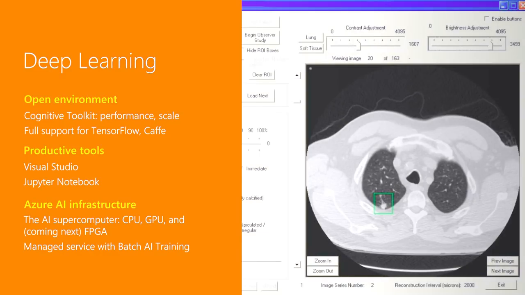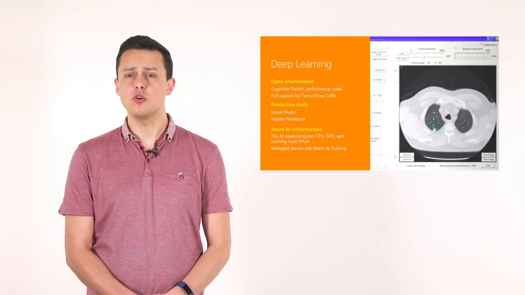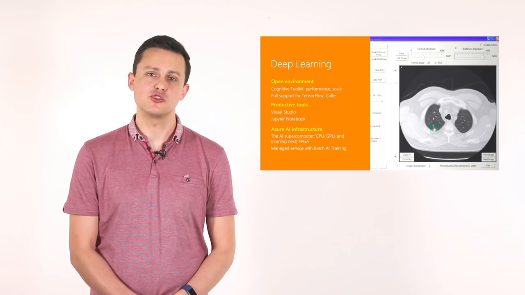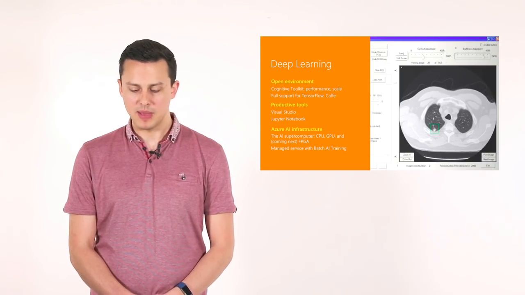AI is a first-class citizen on Microsoft Azure. Through tools like Azure Batch, we can automate the training of sophisticated and complex models. We can also get up to speed really easily using things like the data science virtual machine, which we'll talk a little bit about later.